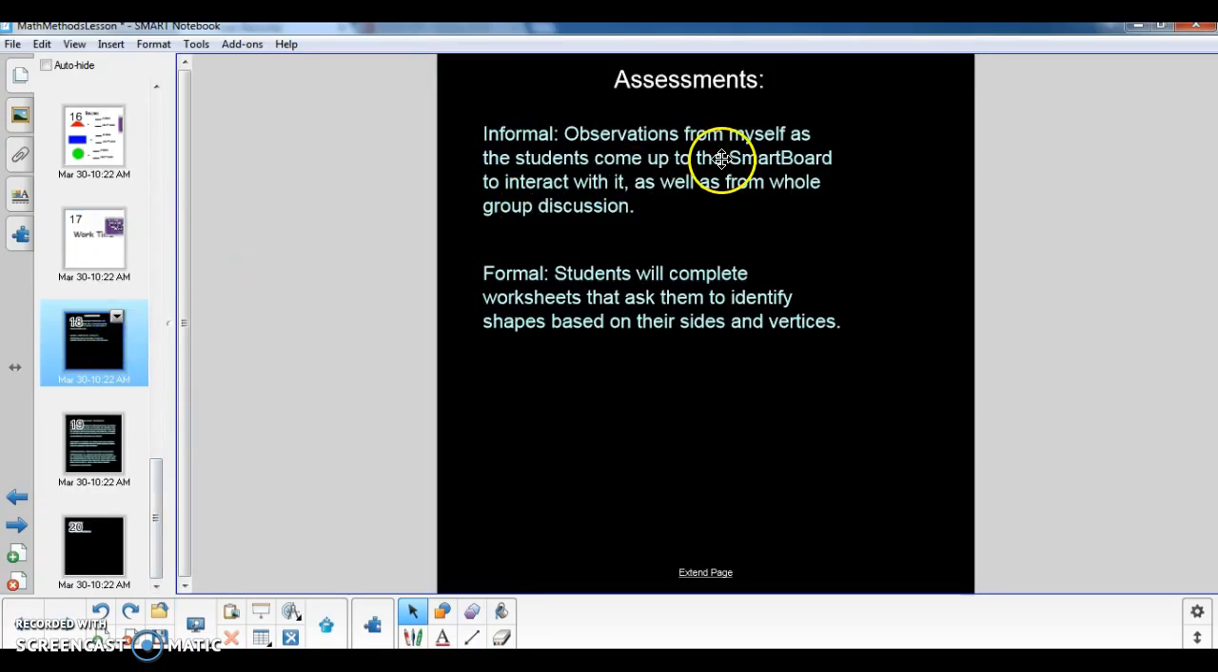And then assessments, like I said, the formal assessment would be the worksheets, and then observations and group discussion would be the informal assessment.